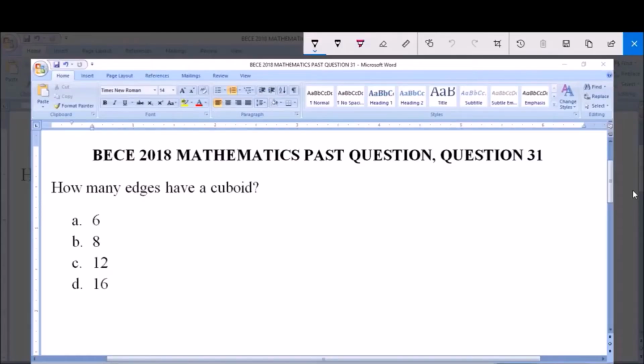Hello, good day and welcome. Today we're going to be dealing with BECE 2018 Mathematics Past Question 31. How many edges has a cuboid? A 6, B 8, C 12, and D 16.